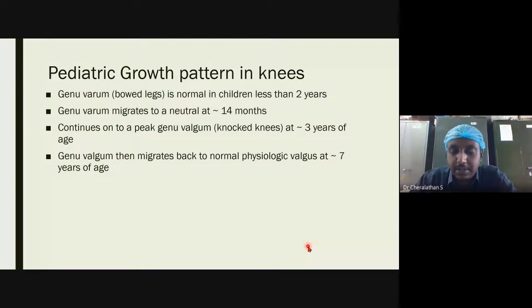Now, we said genu varum, valgum, procurvatum, recurvatum. Is there a name for a knee which is perfectly straight? Anybody?